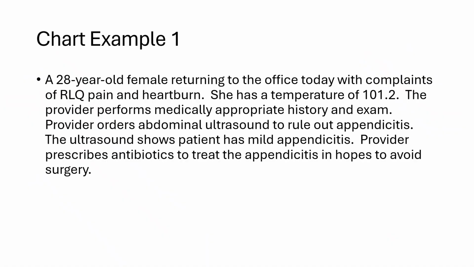So a 28-year-old female returning to the office today with complaints of right lower quadrant pain and heartburn. She has a temperature of 101.2. The provider performs medically appropriate history and exam. Provider orders abdominal ultrasound to rule out appendicitis. The ultrasound shows patient has mild appendicitis. Provider prescribes antibiotics to treat the appendicitis and hopes to avoid surgery. Now let's look how that will look on the MDM table.